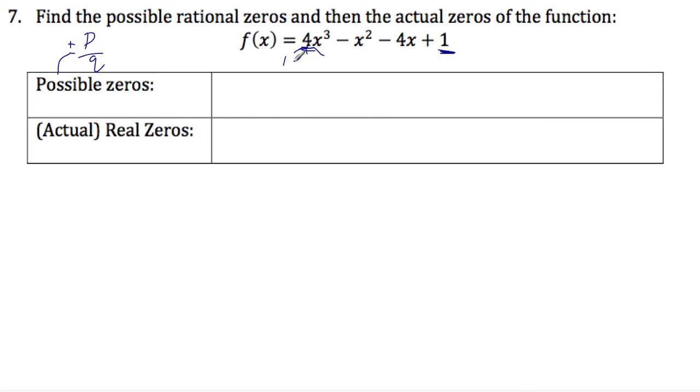Leading coefficient factors are 1, 2, and 4. So we're going to have plus or minus 1 over 1, which is 1, plus or minus 1 over 2, which is 1/2, and plus or minus 1 over 4. This is nice because 1 has only one factor. Some of them you could have multiple combinations, which we'll see. And then we just start dividing.